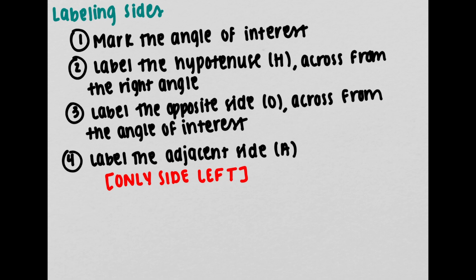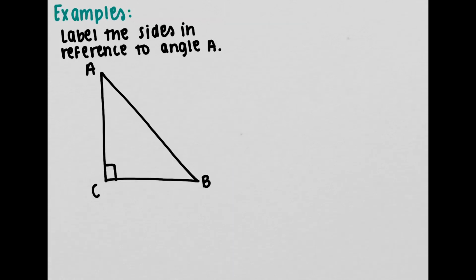So you've already labeled the hypotenuse. You've already labeled the opposite side. That third and final is the adjacent, so you label that with the A. So here, your first example, I'm asking you to label the sides, so hypotenuse, opposite, and adjacent, in reference to angle A. So I told you how there was a specific angle, that's our angle of interest. That one here is angle A. So your first step, like I told you, is to mark the angle. So angle A is up here at the top. I'm going to mark it in red so I know that's the angle I'm talking about.